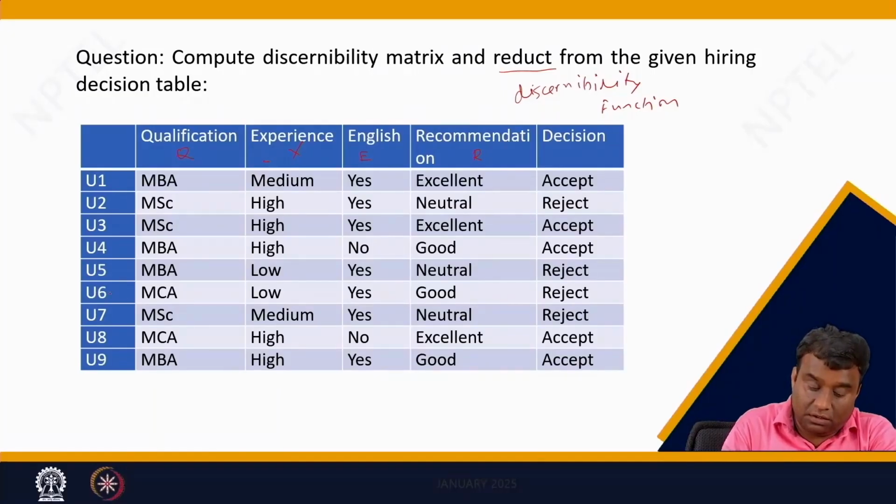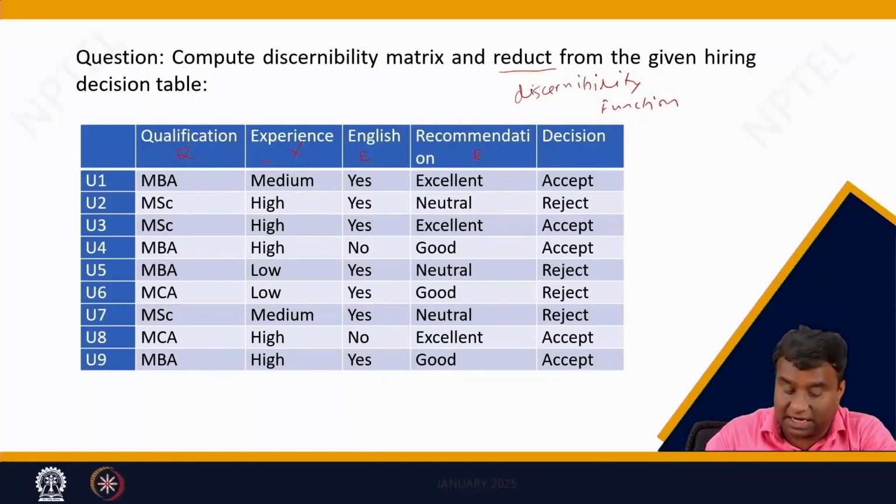For U6: MCA, low, yes, good, reject. For U7, qualification MSc, experience medium, English yes, recommendation is neutral, decision is reject. Similarly for U8: MCA, high, no, excellent, accept. For U9: MBA, high, yes, good, and accept. So this is the one decision table that is given. We need to find the discernibility matrix and the reduct.